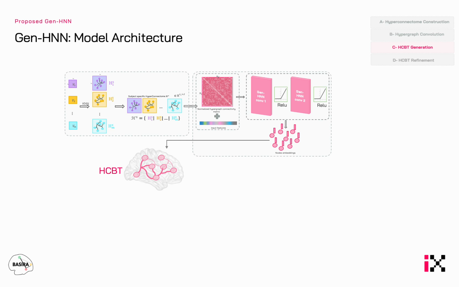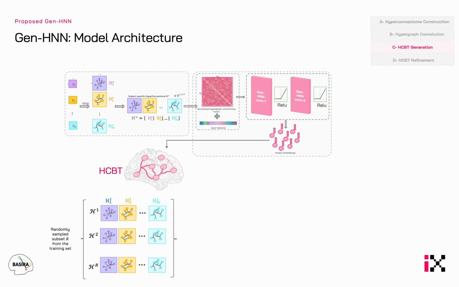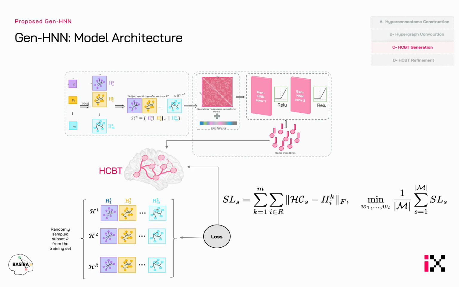We want for this HCBT to be well-centered and representative, so we evaluated it against a randomly sampled subset R from the training set. For that, we introduced the loss function that calculates the Frobenius distance between the generated HCBT and the different hypergraphs in the random set. However, at this stage, we can still get a biased output.